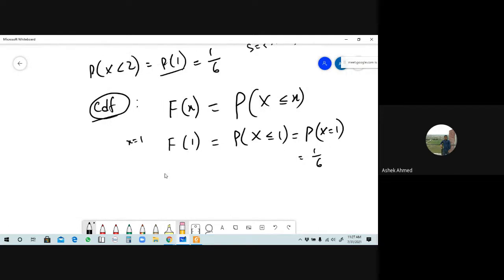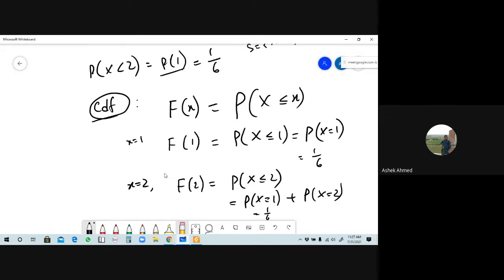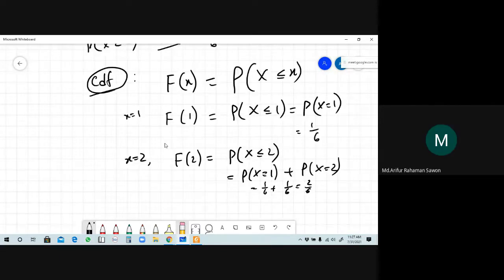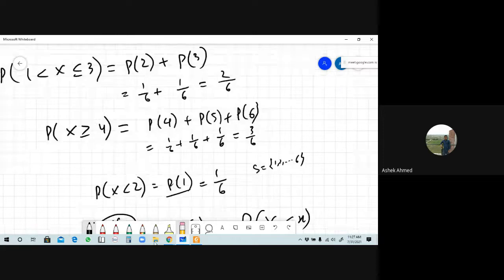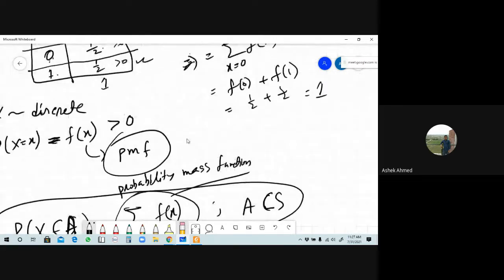When x equals 2, tell me what the value of capital F of 2 will be. X is less than or equal to 2, so the probability of x less than or equal to 2. What do you mean by this? This equals the probability of x equals 1 plus the probability of x equals 2. This is 1/6 plus 1/6, meaning 2/6. Is it right? Response me. Yes, sir. Okay. So for x equal to 1 the value is 1/6, and for 2 the value will be 2/6.